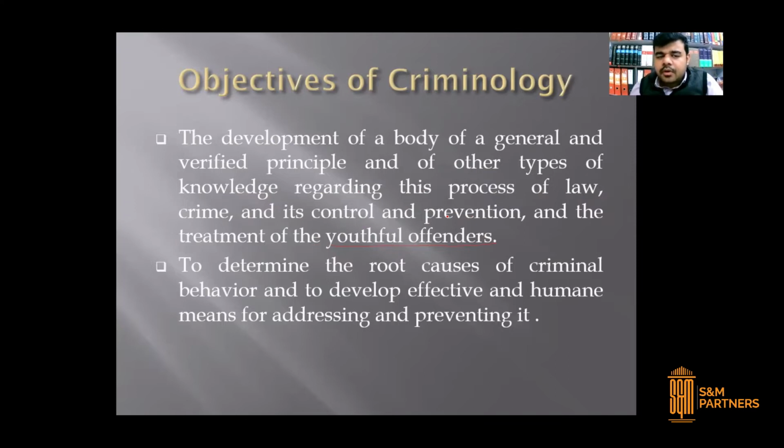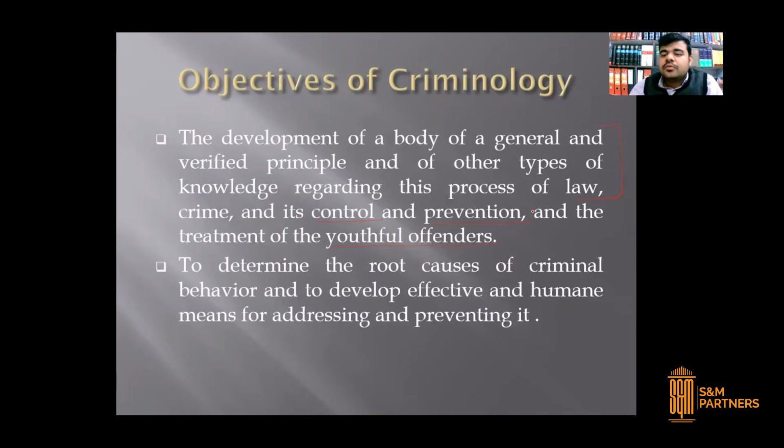See, the objective of criminology is to develop the body of general and verified principles and other types of knowledge regarding the process of law. It is talking about developing a science. It's talking about developing a principle which revolves around the process of law, how the process of law moves. It talks about the verified principles of knowledge regarding how a crime moves, how criminal law moves, and what about its control and prevention as a whole. How can we control and prevent any crime?